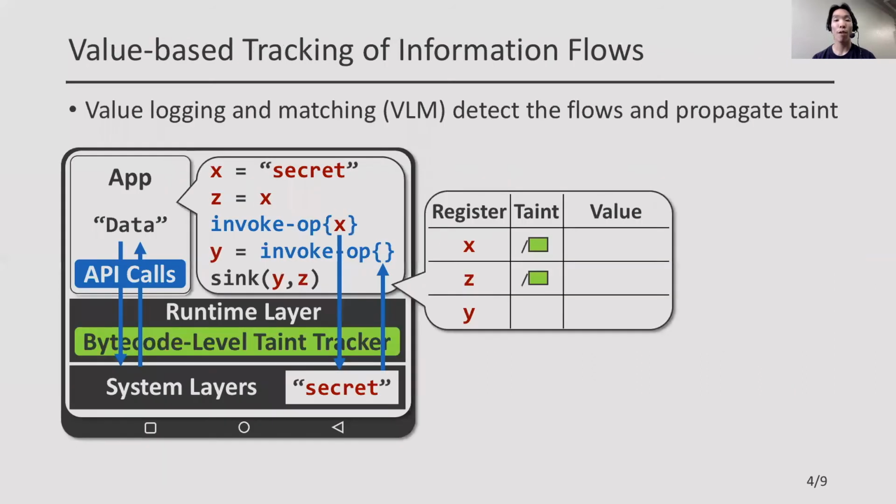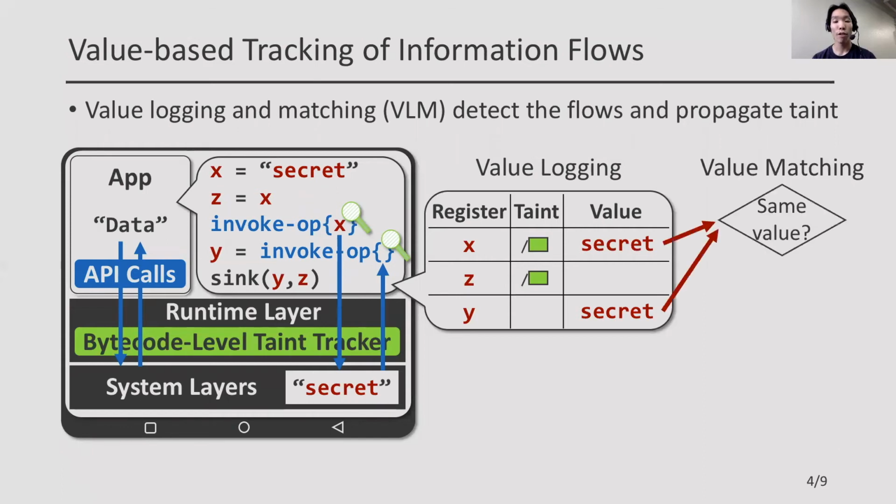Now I will describe our approach, value-based tracking of information flows. Value logging and matching detects the flows and propagates taint based on data values, additionally to the traditional bytecode level tracking. Our approach intercepts operand values of the invoke-op instruction, which may access the system layers. Before each execution of the instruction, our approach logs values of its tainted operands. After each execution of the instruction, our approach logs values of its untainted operands. The value matching compares captured values.